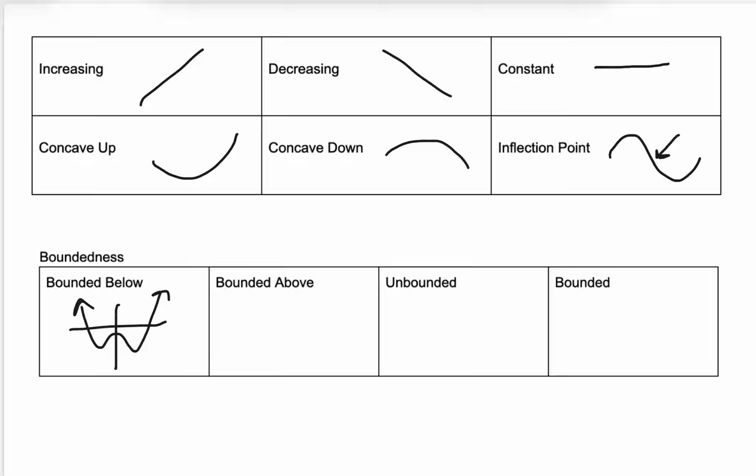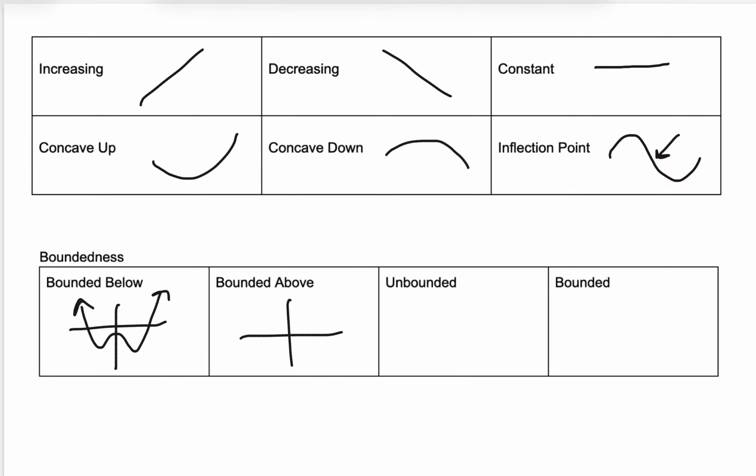So you can see that this graph clearly has a minimum value, but it doesn't have a maximum. Those arrows show it's going to go up forever. So this one is bounded below. We have a bound at the lowest point, but we don't have a bound at the highest point.